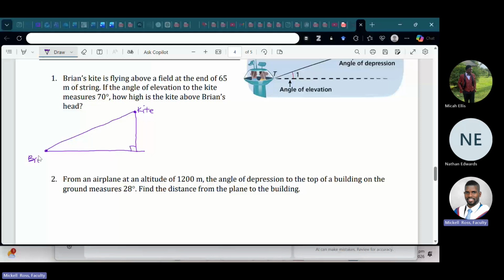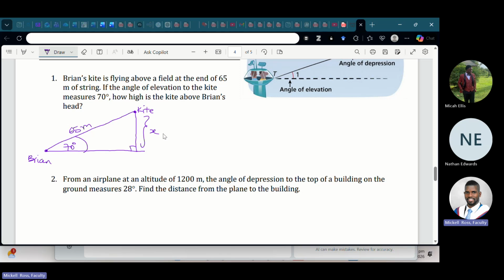So this is Brian. Brian can't be both flying the kite and have the kite over his physical head at the same time, because we don't fly a kite vertically up. Based on the wind acting upon it, the kite would be some distance away from us. So the string is a 65-meter string and the angle of elevation, which means that when Brian is looking up at the kite, he will get an angle of elevation of 70 degrees. How high is the kite above Brian's head?